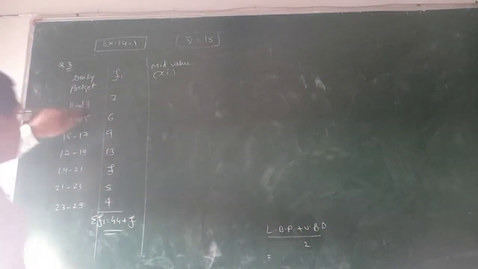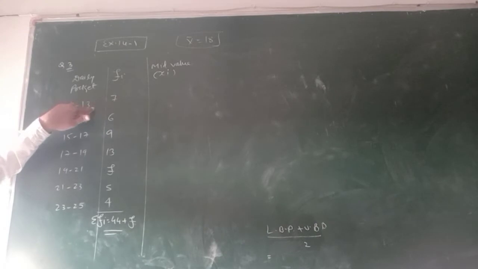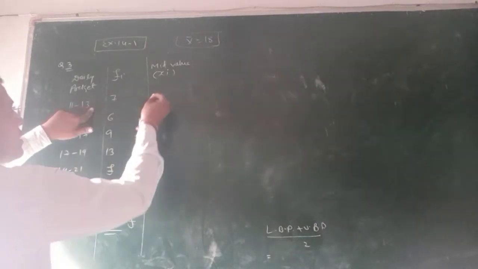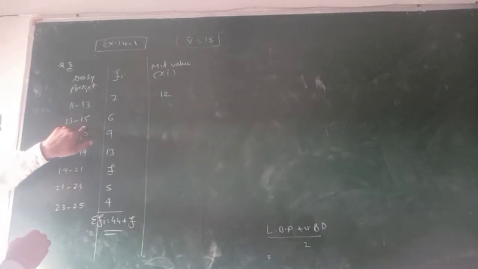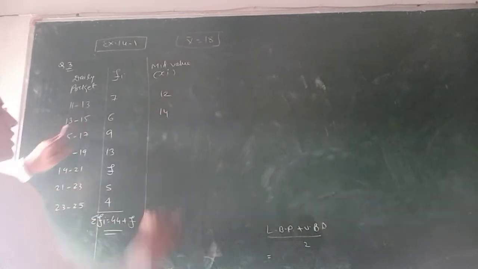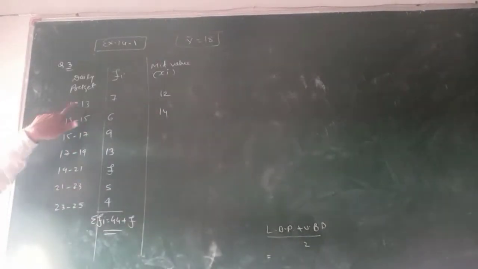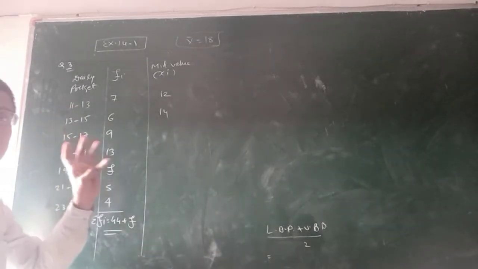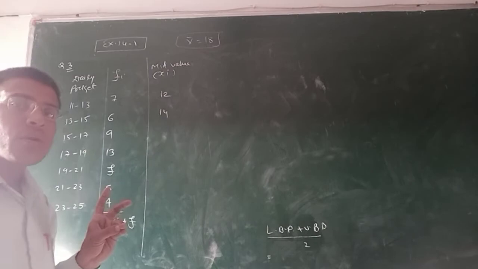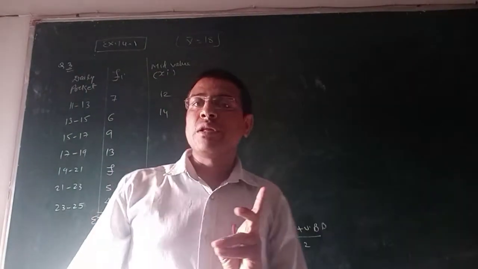You can see over here 11 plus 13, that is 24. 24 is to be divided by 2, it will be 12. Again 13 plus 15, 28. 28 divided by 2, so it will be 14. You can see there is a difference between all the classes, that is only 2. 11 to 13 means what? 11 and 12 is to be calculated. Why not 13? Because 13 is calculated in the next line.